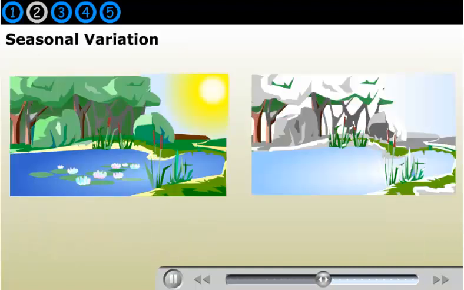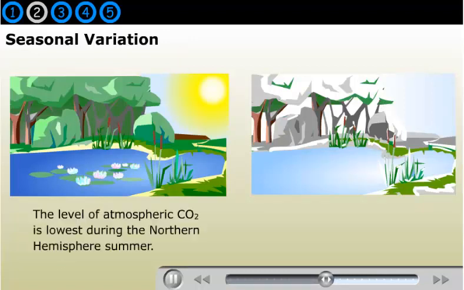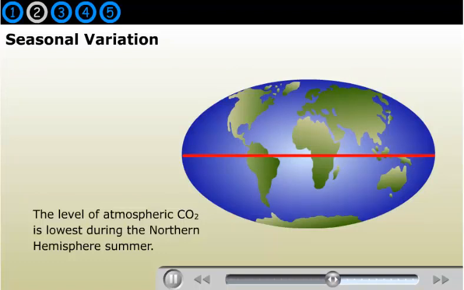The amount of carbon dioxide in the atmosphere is also affected by the season. The level of atmospheric carbon dioxide is lowest during summer in the northern hemisphere. When we think about the carbon cycle, this makes perfect sense. The northern hemisphere has a larger land mass and more vegetation than the southern hemisphere. Therefore, more photosynthesis occurs because of the vegetation in the northern hemisphere. And more photosynthesis occurs in the summer than the winter.